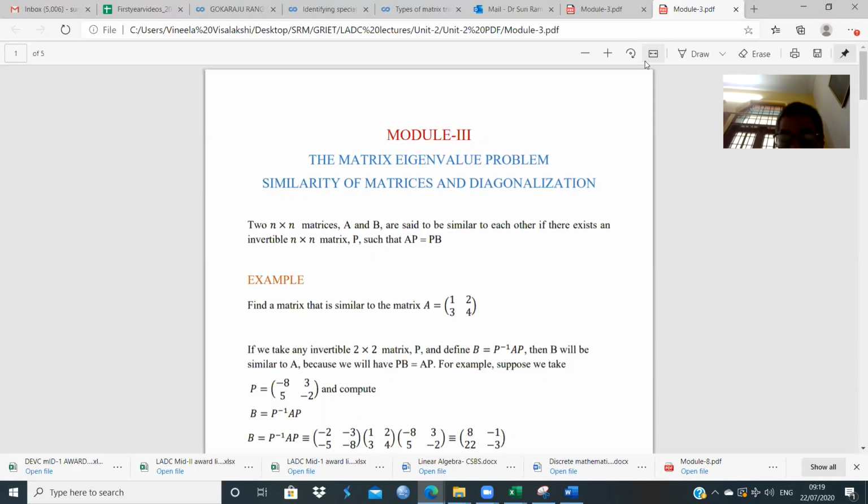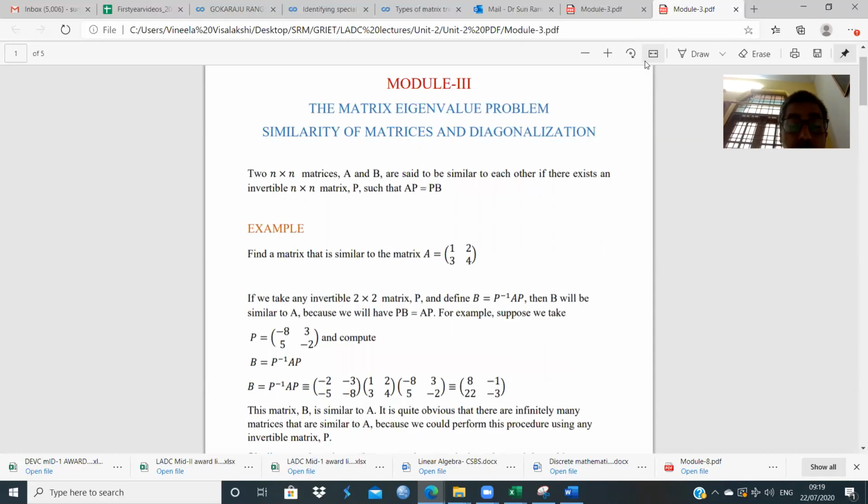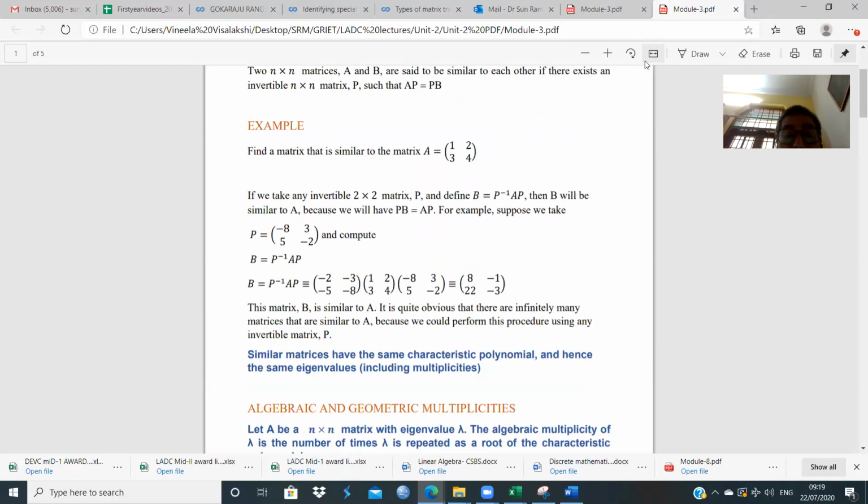Then we can find the matrix B as P inverse AP, and of course you have to work out P inverse for the matrix P. So P inverse into A into P gives us the matrix [8, -1; 22, -3]. So this matrix B is similar to the matrix A, but it is not unique, because if we select different non-singular matrices P, then we get different similar matrices.